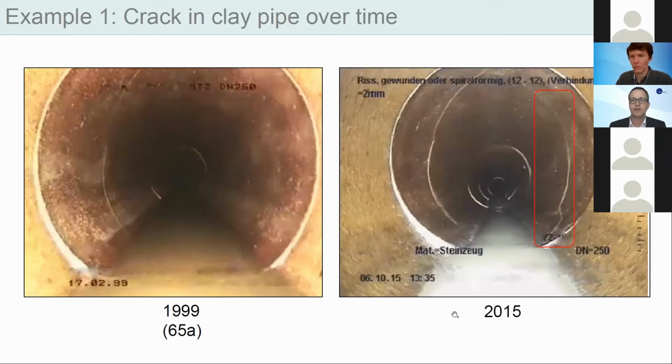I would now like to illustrate with 2 examples that similar damage does not necessarily always develop in the same way. Here we see the first example. It's a 65-year-old sewer that was first inspected in 1999. We see a crack on the left side, and about 16 years later, clearly another crack on the right side. So we see that this section of pipe has still been significantly weakened over time. And next slide, please.